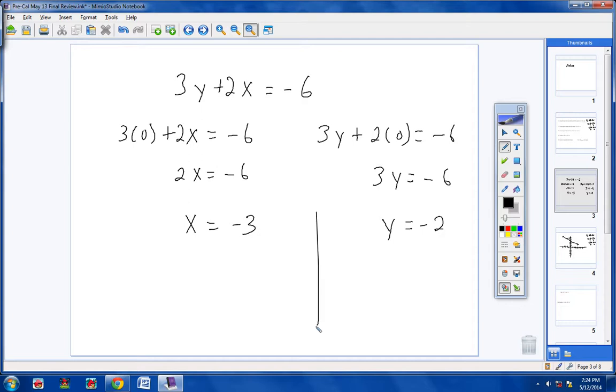Okay, so it looks like on the x-axis we're going to go to negative 3 and put a point there. On the y-axis we'll go to negative 2 and put a point there, and then sketch your line. So there's your line. Okay, there we go. Good enough. Moving on.